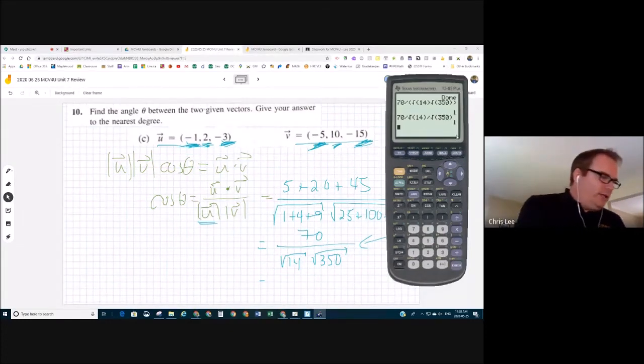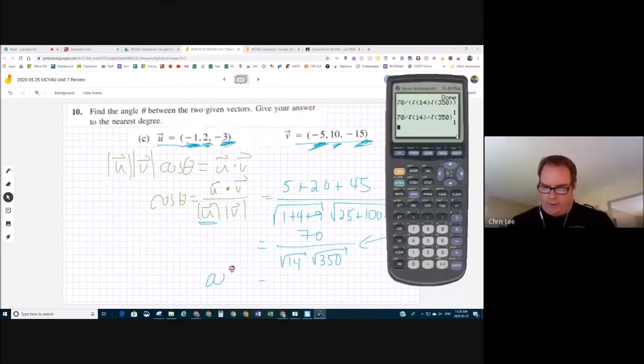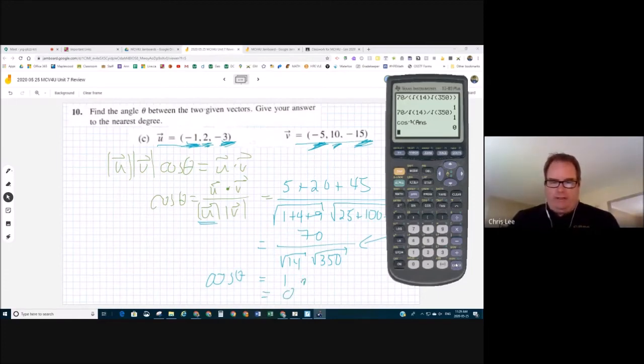Okay, so it's kind of unique that this one came down to cos theta equals 1. Usually when we've done these, we got some weird decimal, and then, of course, we need to do the inverse cos of that weird decimal. In this case, that weird decimal is just 1, and we get an answer of 0. So it turns out the angle between these two vectors in number C is 0 degrees.